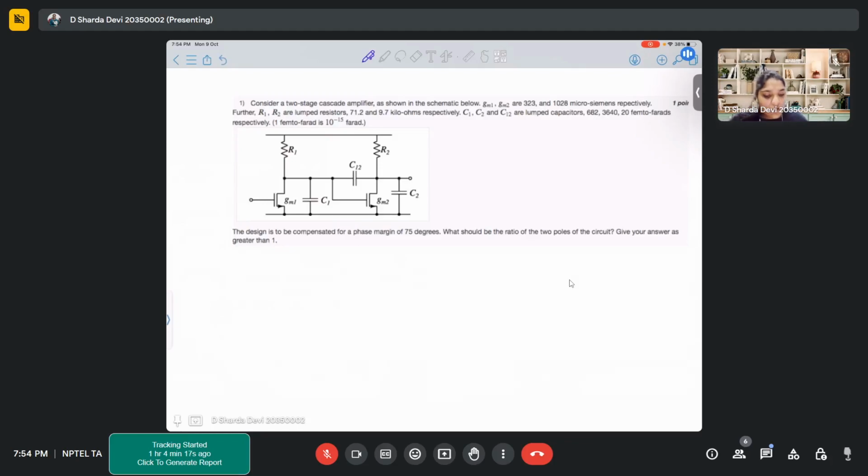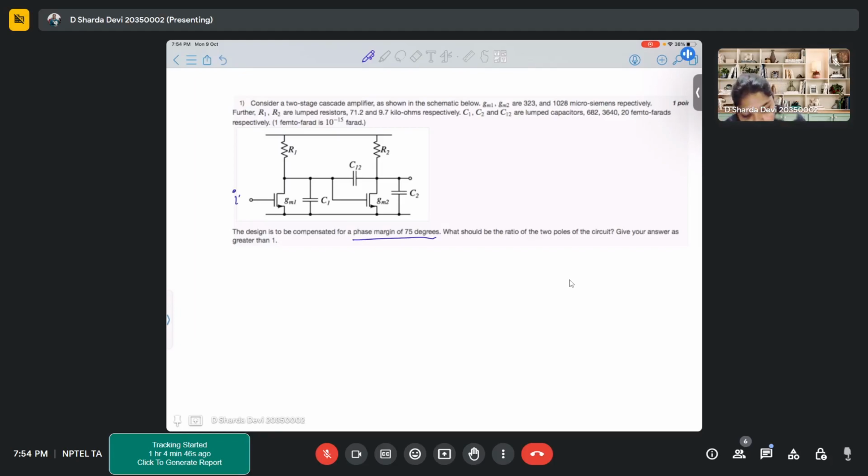But anyways, these concepts were very important to understand. So this first question is based on the phase margin only that we discussed, right? We discussed the phase margin, correct? So here in this particular question, it is a two-stage cascade amplifier. Cascade means the output of one part of the circuit is given to the input of the next part of the circuit.